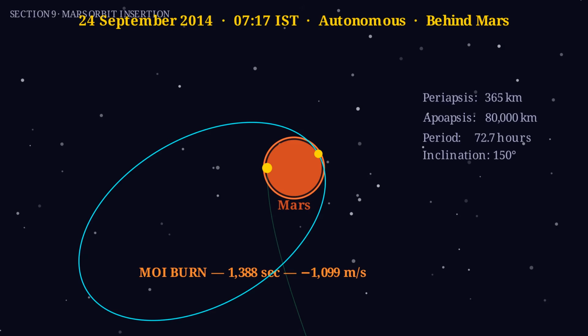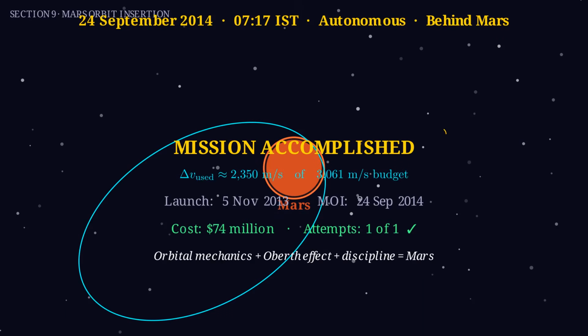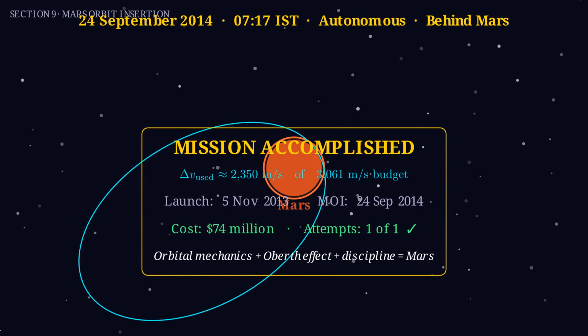When the signal finally arrived at ISRO's ground station, it confirmed successful capture into a 365 by 80,000 km elliptical orbit, inclined at 150 degrees, with a period of 72.7 hours. India had reached Mars, on the first attempt, at a fraction of the cost of any previous Mars mission.